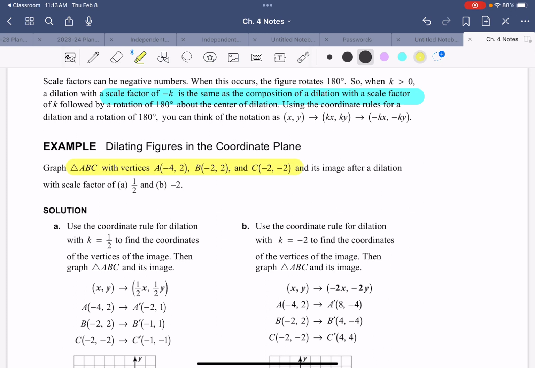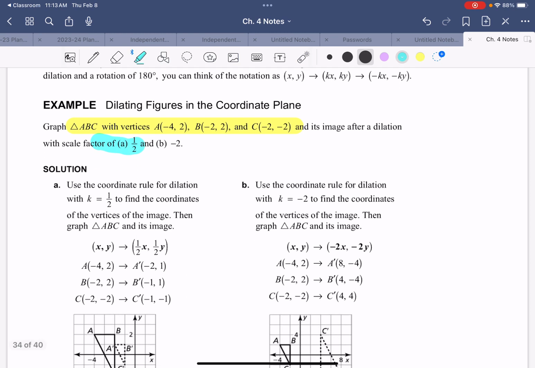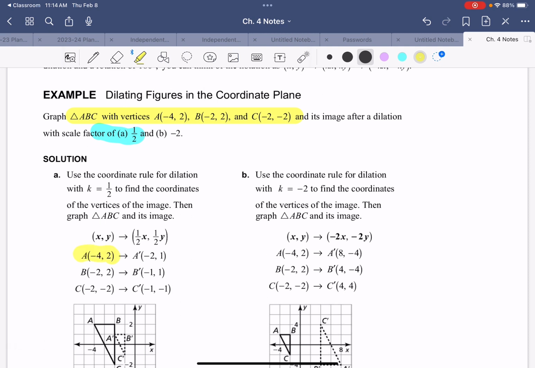Here's our triangle. For the first one, we want to use a scale factor of 1/2. I'm going to go down here, and you can see I've listed all of them the exact same. Then you come through and multiply each by 1/2. The first one, -4 times 1/2, gives us -2. Each one of these numbers: -4 times 1/2, 2 times 1/2, -2 times 1/2, 2 times 1/2. You can see our resulting numbers are right here on the right.